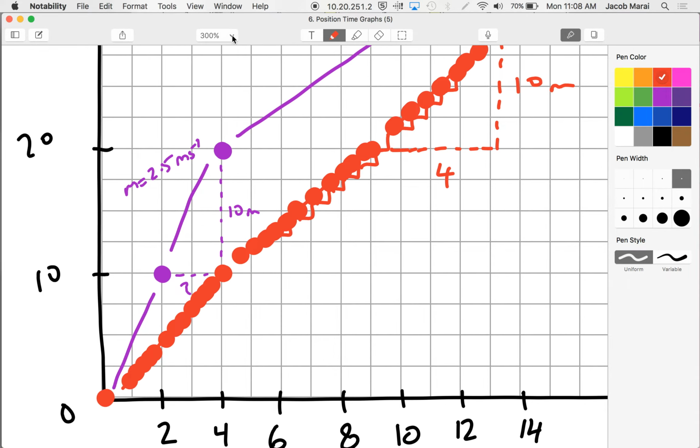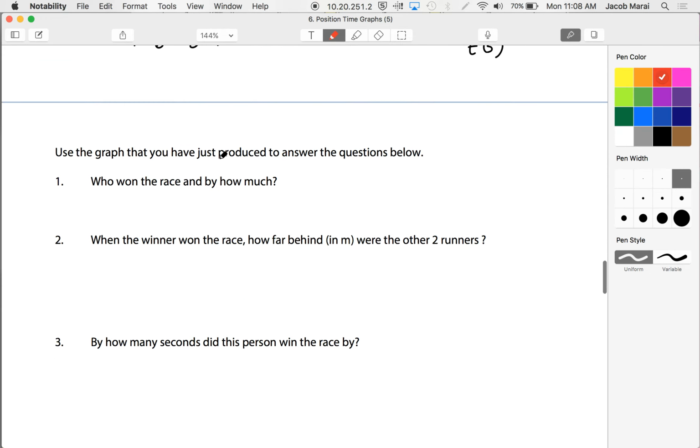Scroll to the next page, or if you have the paper version, I should say turn over.